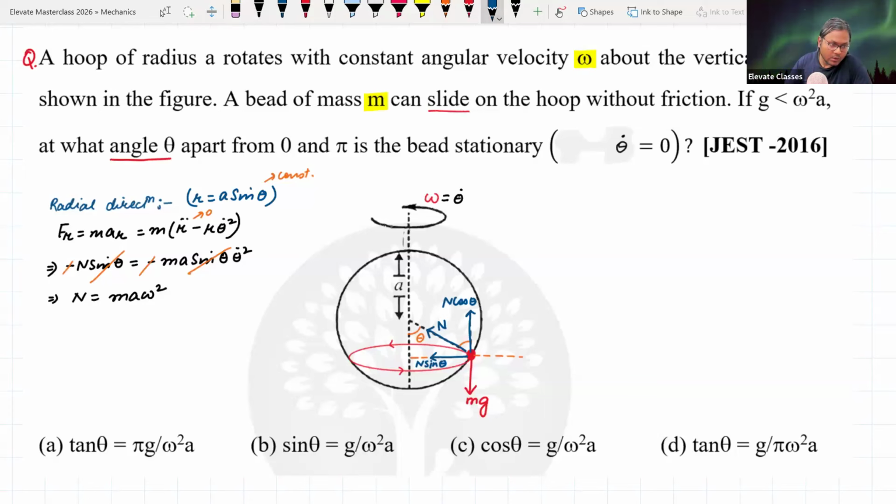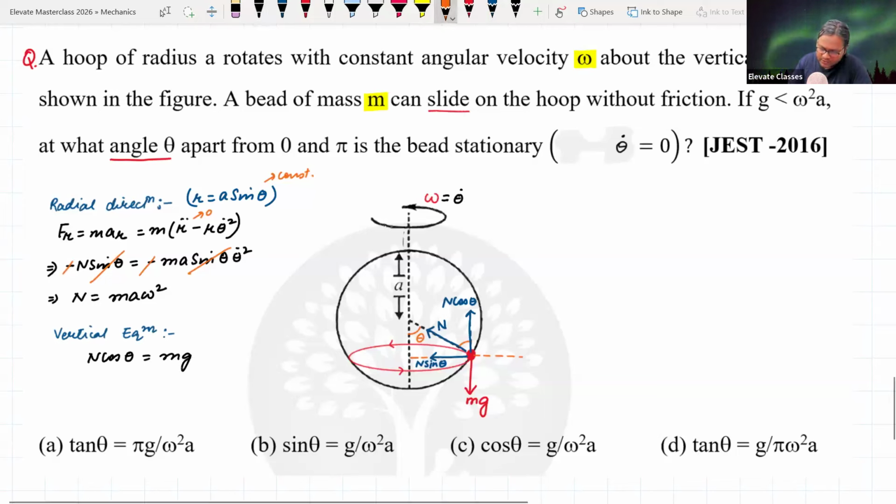Okay. Now what if we look at vertical equilibrium? What are the forces? N cos theta is equal to mg. So we have two equations, equation number 1 and equation number 2. Let's use equation number 1 and 2.